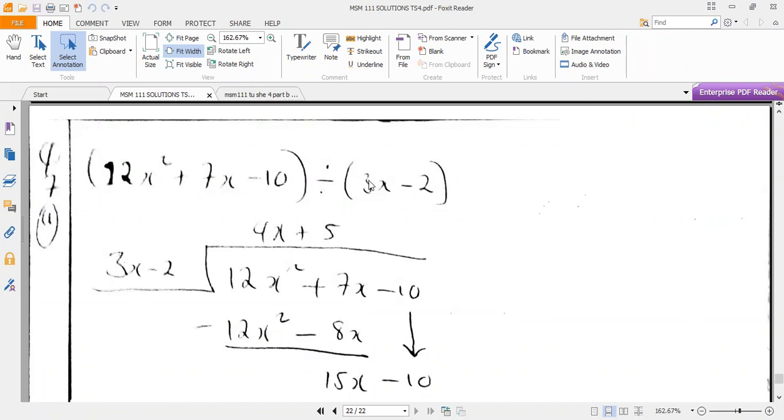So now, when the coefficient of x is 3 or greater than 1, we use the long division, right? So you know that 3 is greater than 1, right? So we say 3x minus 2. We do this long division. I believe you remember it from what's this? Grade 7, isn't it?